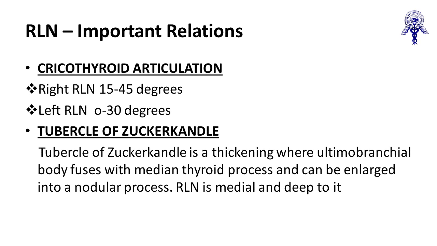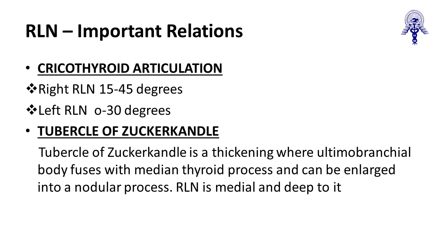Again, its relationship with the cricothyroid articulation at the upper end. At the upper end, what is most important is that the recurrent laryngeal nerve may branch into anterior and posterior branches before entering the larynx, posterior to the cricothyroid joint, and it actually gains the cricothyroid joint at angles of 15 to 45 degrees on the right side and 0 to 30 degrees on the left side. So in this area, you must be careful that the nerve is not just running up parallelly and going behind the cricothyroid articulation, it is making an angle.